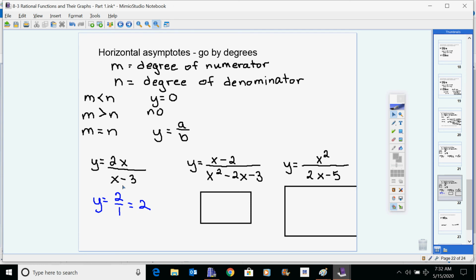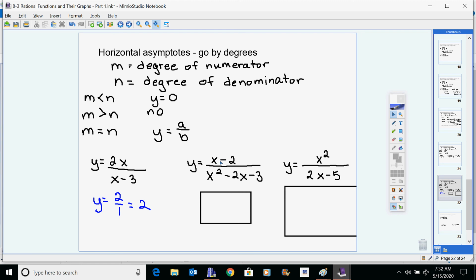So once again, first thing you look at is the degrees. If the degrees are equal, whether it's a 1 or a 5 or a 19, 19th power would be horrible, as long as the degrees of that first term are equal, the exponents equal, you just take the coefficients and put them over each other, and that'll be your horizontal asymptote.